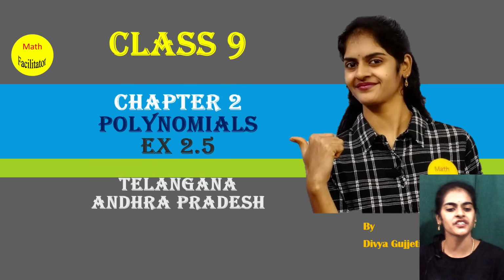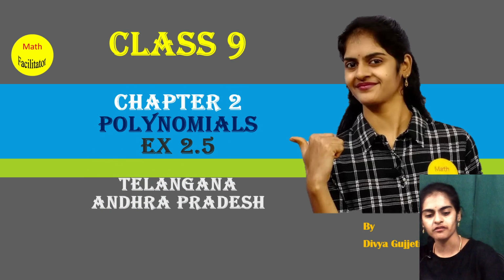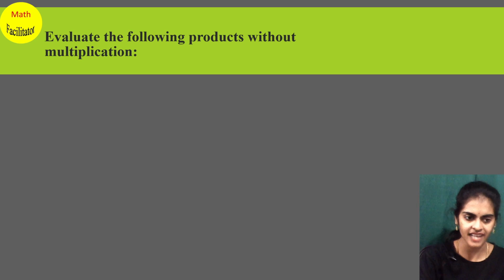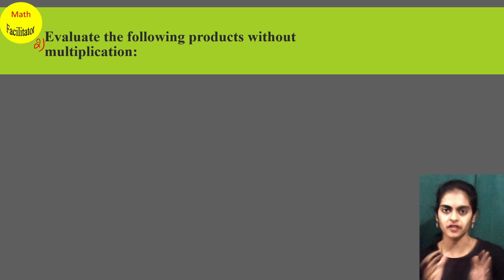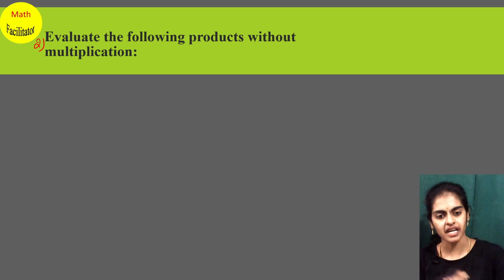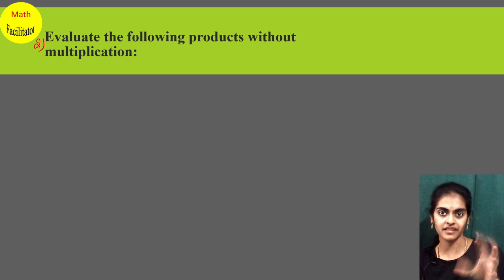So today we are going to discuss exercise 2.5 of our class 9. Firstly, let's begin the session and we are going to start from question number 2. Question number 1 we have discussed in the earlier class. So evaluate the following products without multiplication. Without multiplying, you need to find the product of the given numbers.